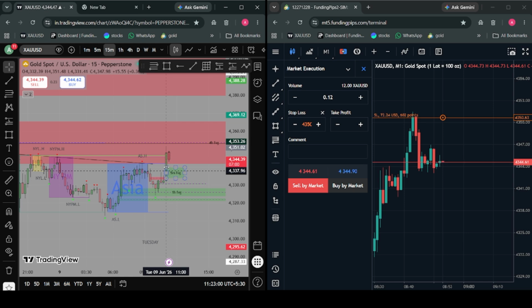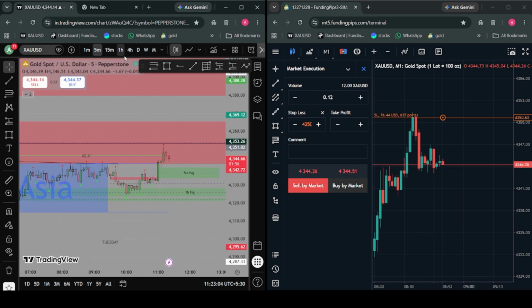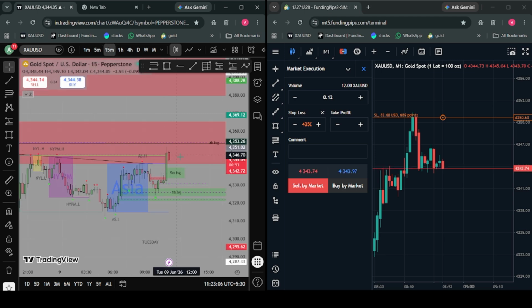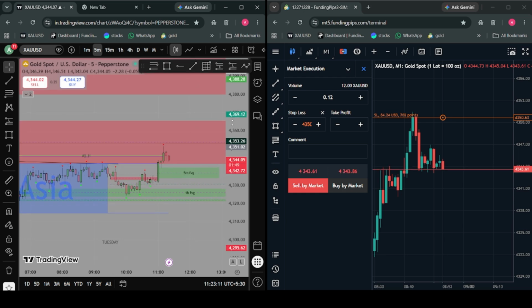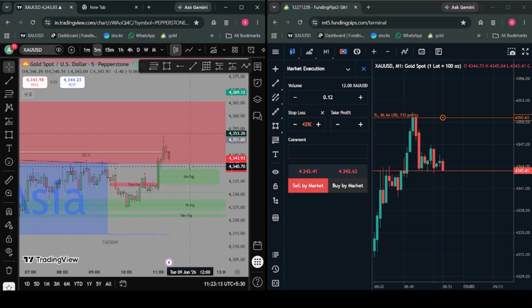In 7 minutes we'll see a 15 minute fair value gap as well. So maybe until then it consolidates a little right here, then comes down from the 15 minute, and then gives us a move. We'll see what happens.